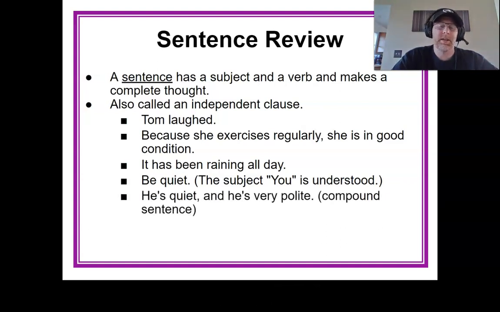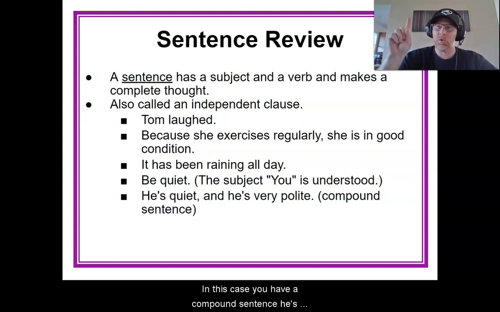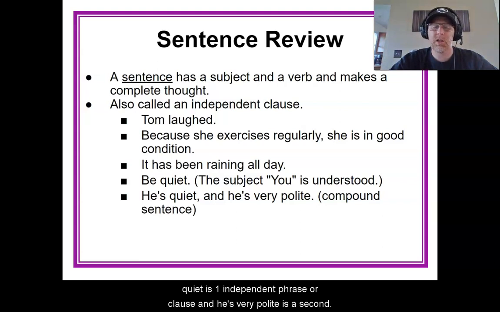He's quiet, and he's very polite. In this case, you have a compound sentence. He's quiet is one independent phrase or clause, and he's very polite is a second one.